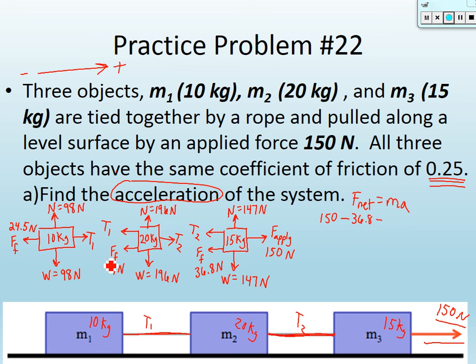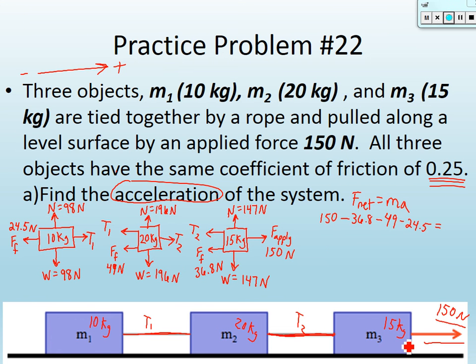And I'm going to subtract off my 49 newtons for friction there. And I've got one more friction down here, 24.5, that I've got to subtract. Okay, that will give me my net force, which is going to be equal to the mass times the acceleration. But be careful here. The mass is for the system. What is the mass going to be for the system?